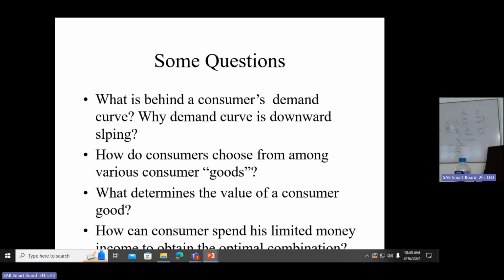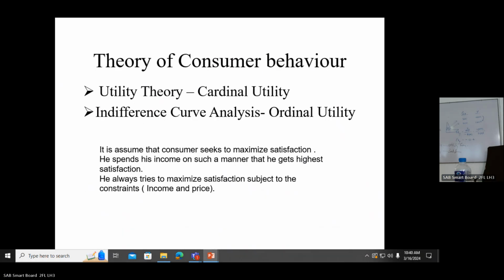All these questions are answered by the theory that we are going to explain under utility theory and indifference curve analysis. Right now, utility theory, as we mentioned, is based on cardinal utility. Cardinal utility means we assume utility can be measured. And the other one is the indifference curve analysis.